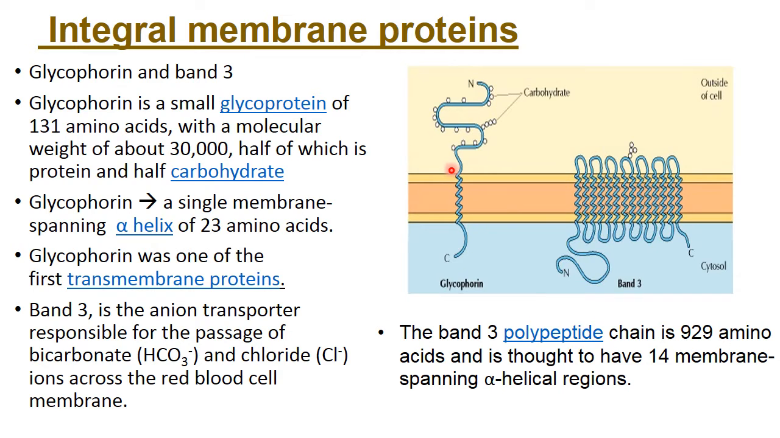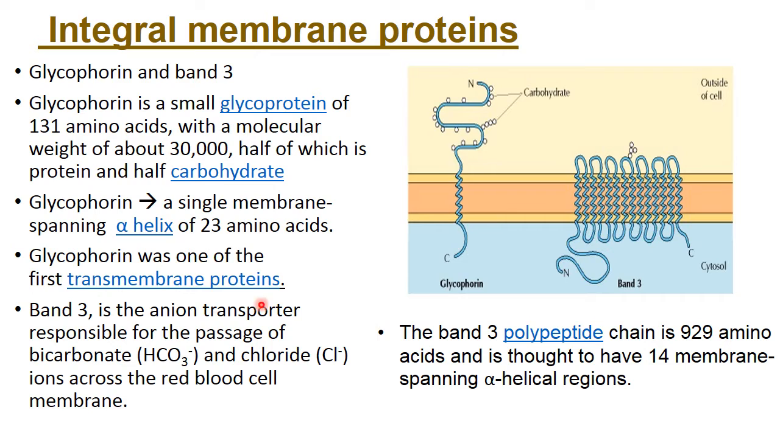During the spanning, it has an alpha helix of 23 amino acids. What is the first transmembrane protein? Glycophorin. Glycophorin is the first transmembrane protein.